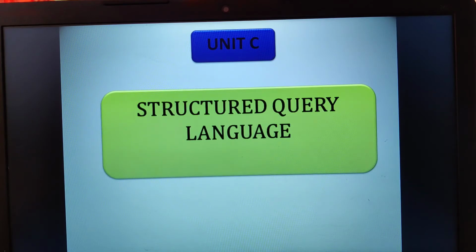In structured query language, firstly we need to know some important definitions, that is, what is data. Data is nothing but the collection of facts, figures, statistics which can be processed to produce meaningful information.